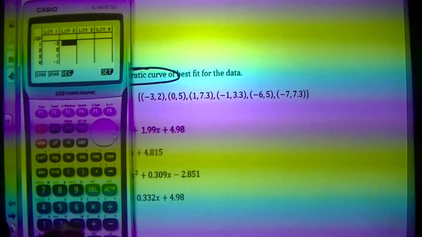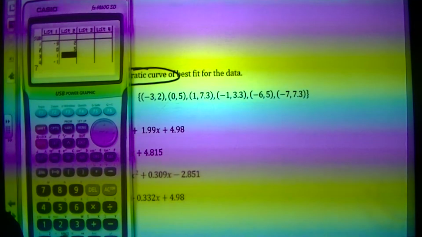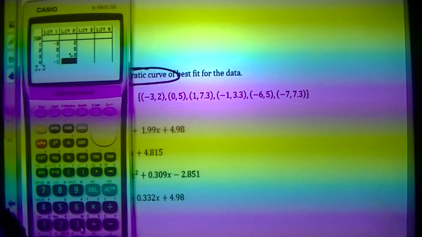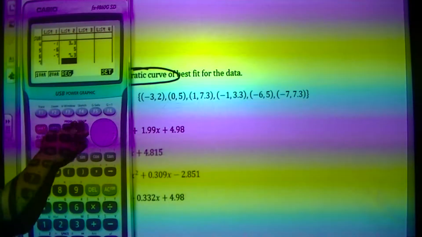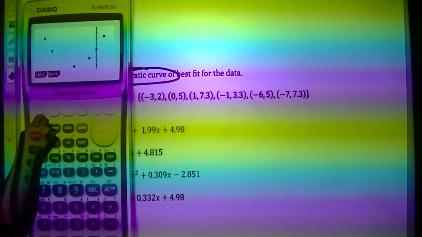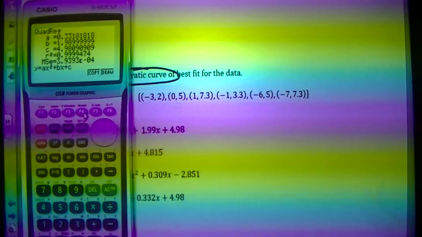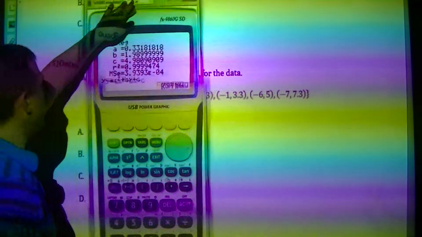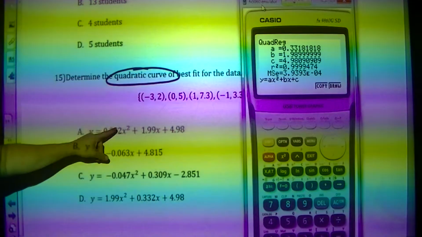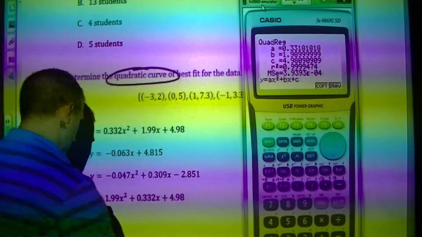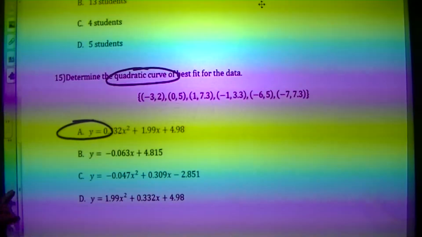Always double check your amounts. 2, 5, 7.3, 3.3, 5, 7.3. If you wanted to look at it, I can graph it. But if I calculate, since they told me quadratic, I know it's going to be x squared. So let's try to find the one that's got 0.33 for x squared. The closest one has got to be this, and as you see all that other information lines up. So that's why that answer is A.